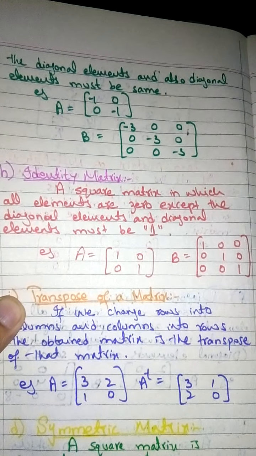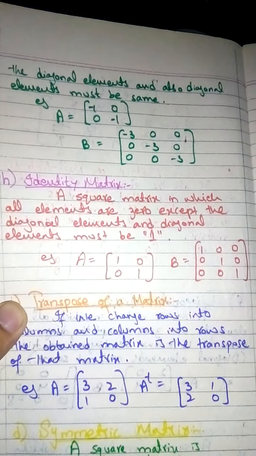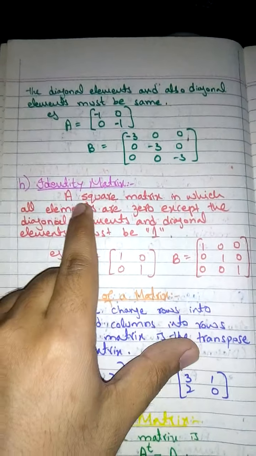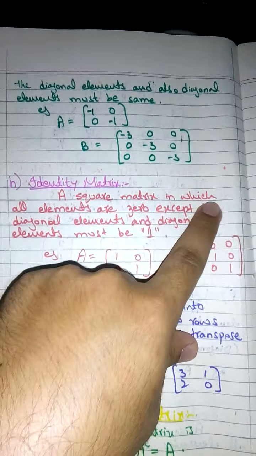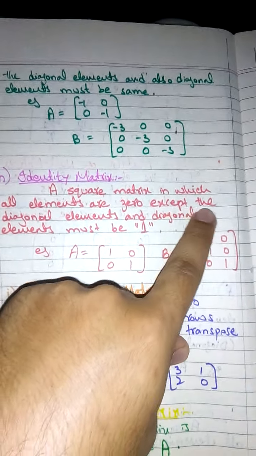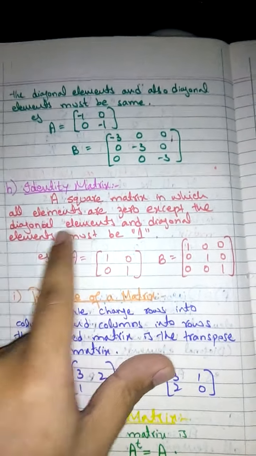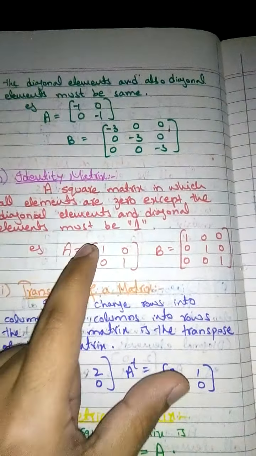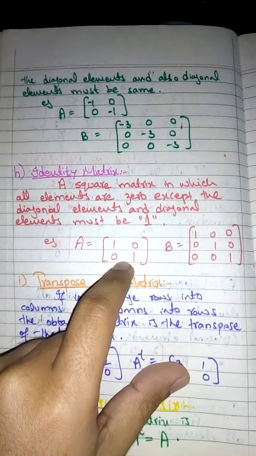The next topic is the identity matrix. What is an identity matrix? It's also a square matrix. If you look at the definition, a square matrix in which all elements are zero except the diagonal, and the diagonal elements must be 1. In an identity matrix, diagonal elements must be 1 and off-diagonals are 0.